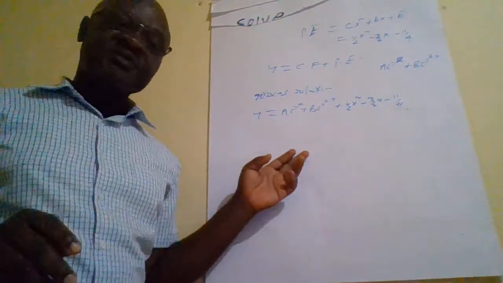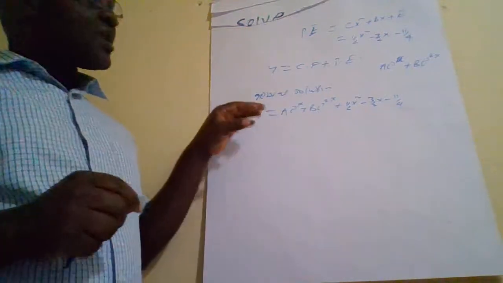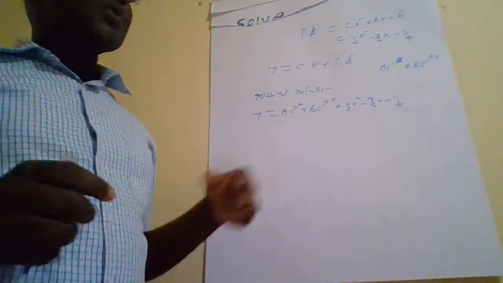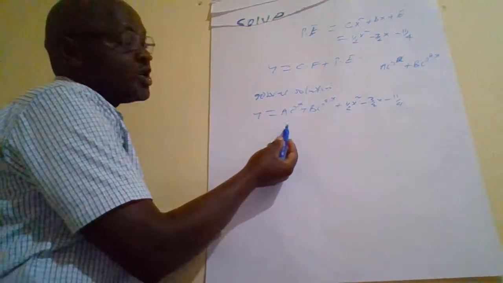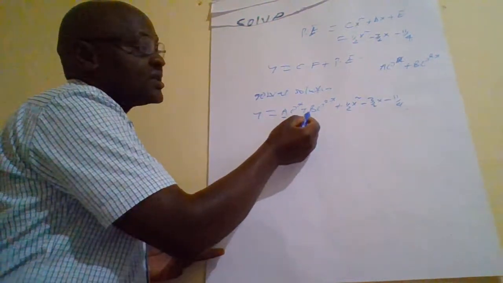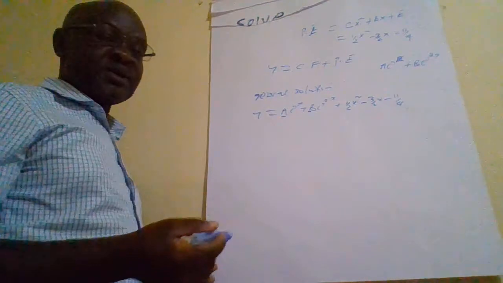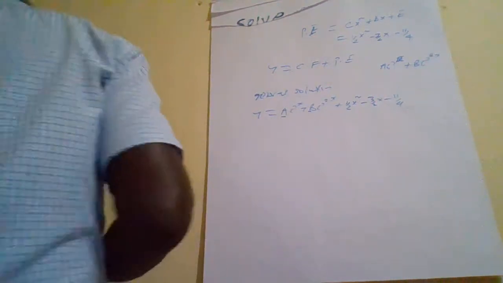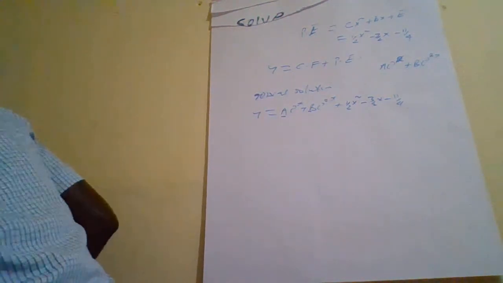But remember, once we have reached the general solution, from this point we can move on to get the values of the constants, the value of A and the value of B. Remember, we have been given more information.